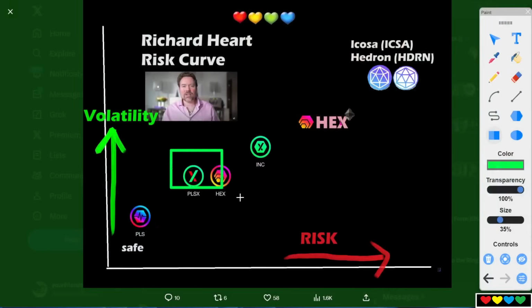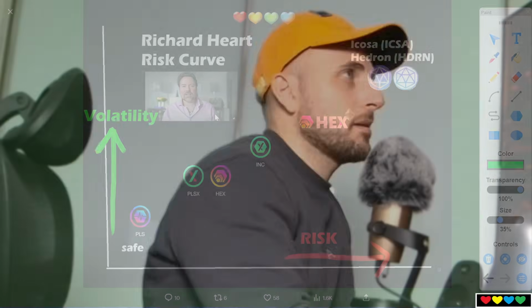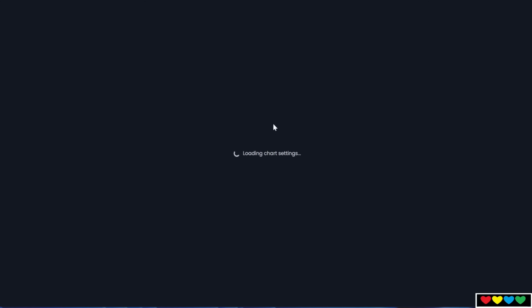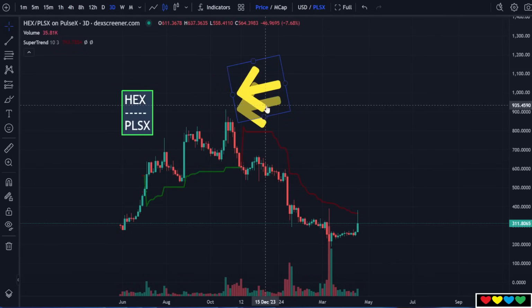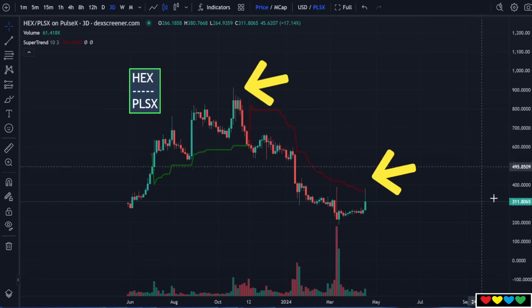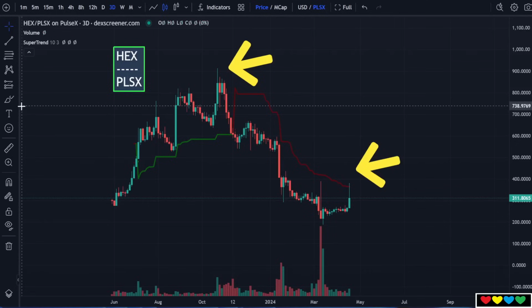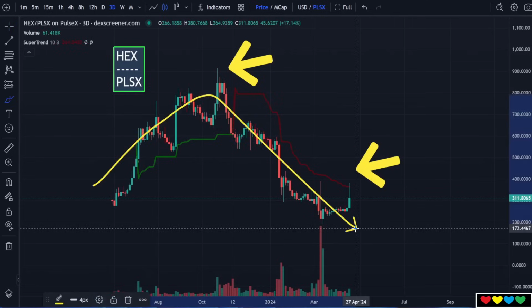Now, the most interesting thing you can do, friends, is look at the PulseX versus HEX ratio. Remember, it's pHEX itself. This is an important ratio to look at, and I'm going to show it to you right now. So, friends, you type in HEX, go to the HEX PLSX pair, press up at the top, and there you have it. This chart is showing you HEX against PulseX, and then snap, it came back down.